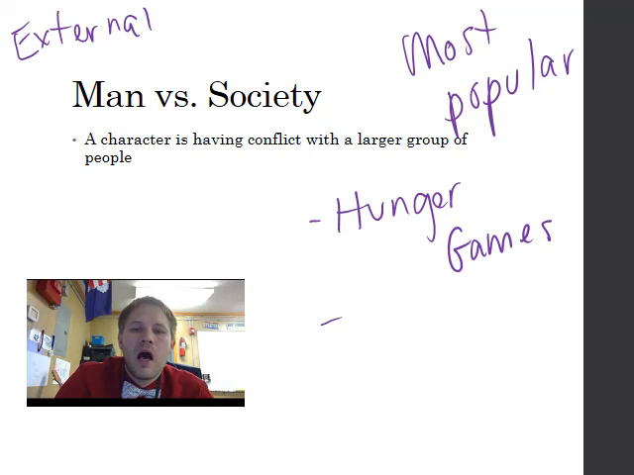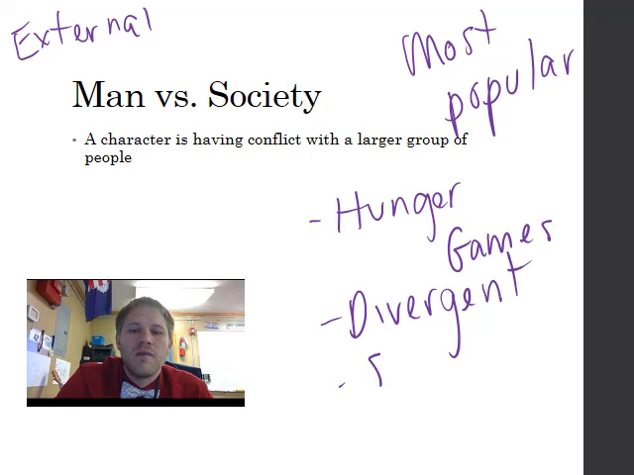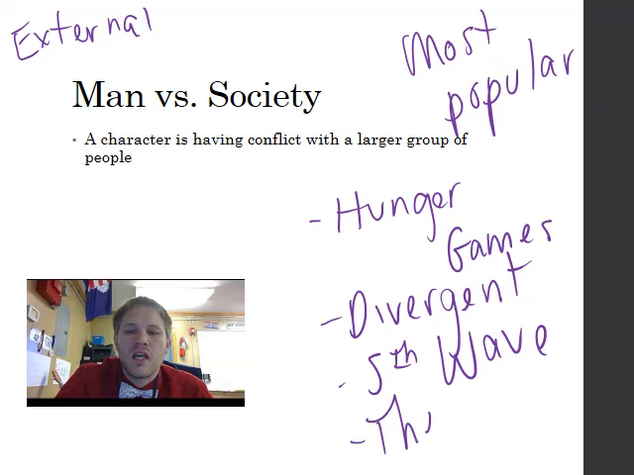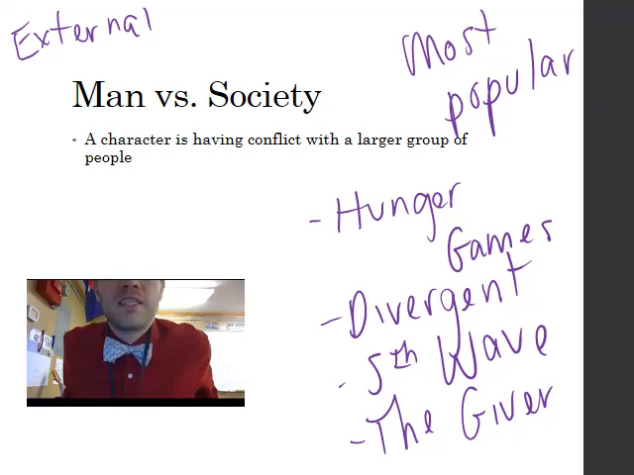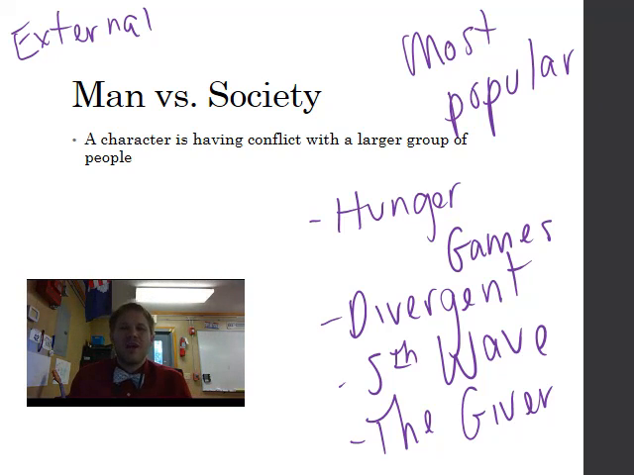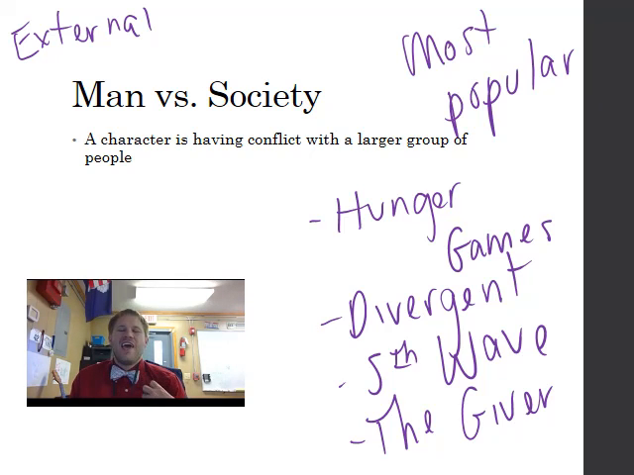Another one along similar lines is Divergent. The Fifth Wave is another one, if you've ever seen or read that. The Giver is another example. Man versus society is a very common type of conflict to see today. A lot of times you have one major main character, and they're trying to go against the system or society or this big group of people who's ruling people. So that's a way to think about it: a lot of those popular movies and stories that you come across today have one major character going against a large group of people.